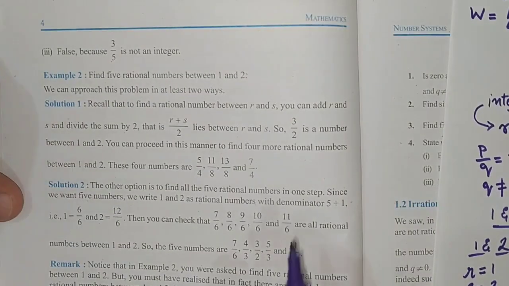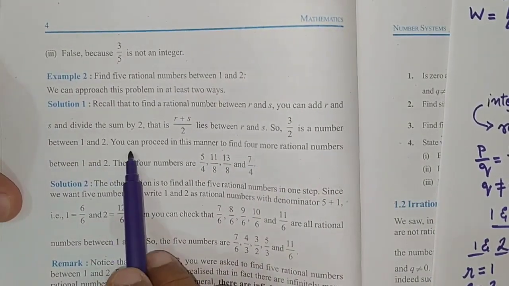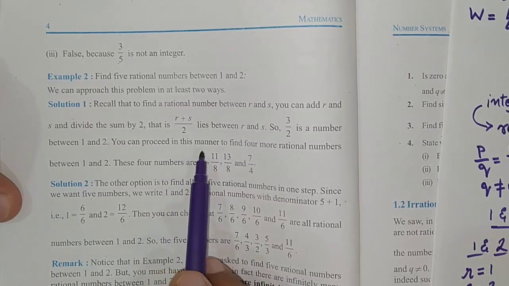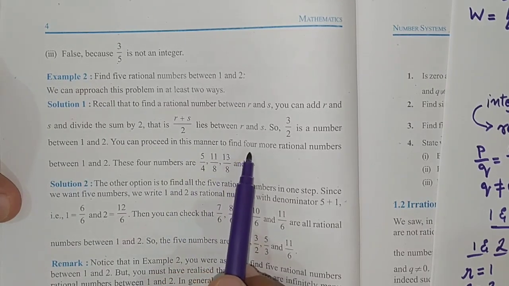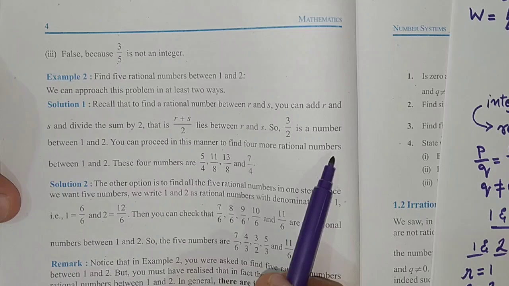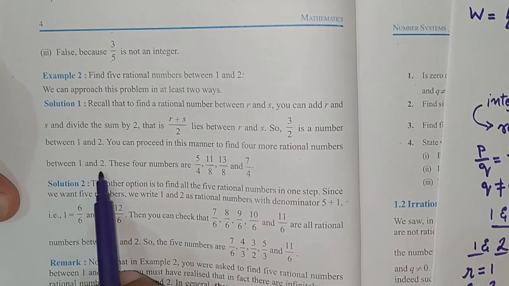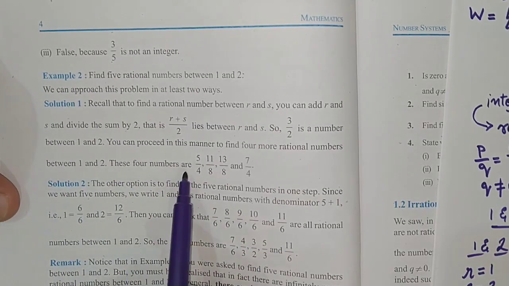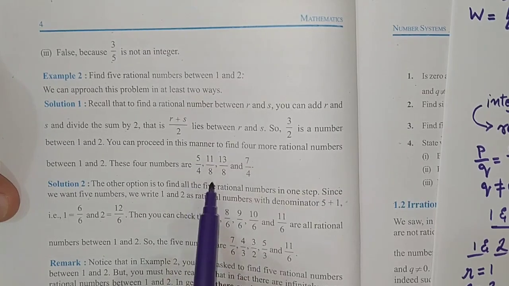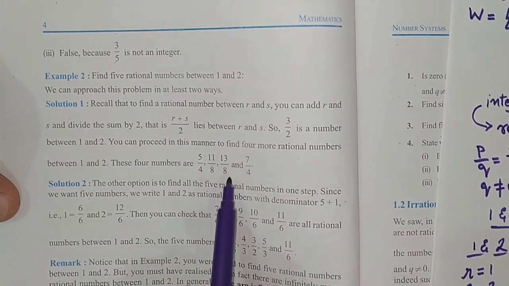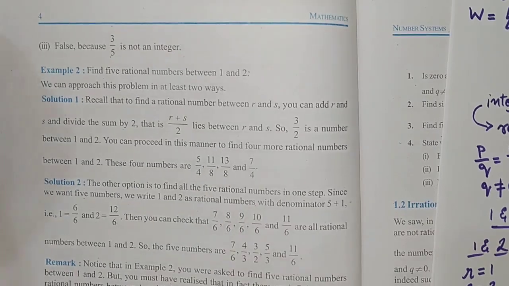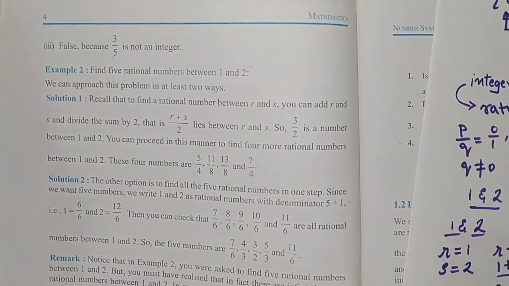You can proceed in this manner to find 4 more rational numbers between 1 and 2. These 4 numbers are 5 by 4, 11 by 8, 13 by 8 and 7 by 4.